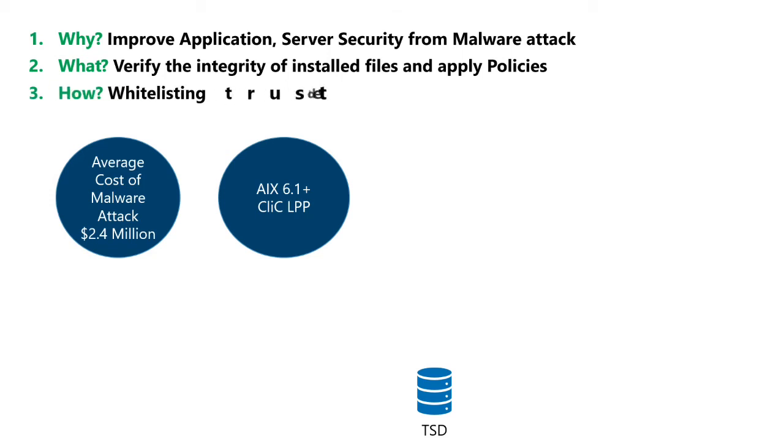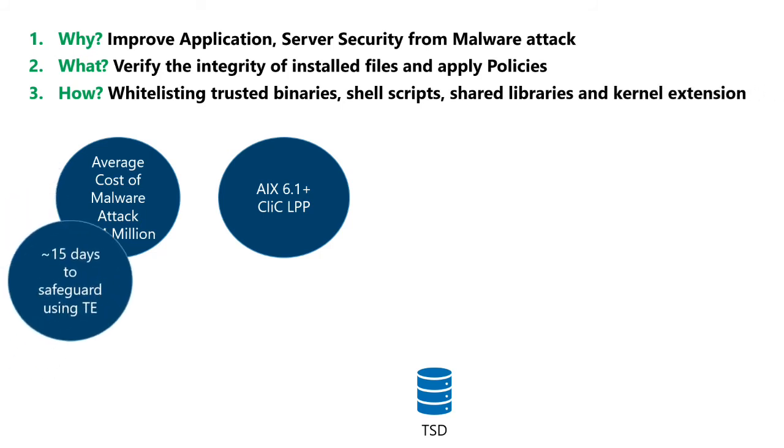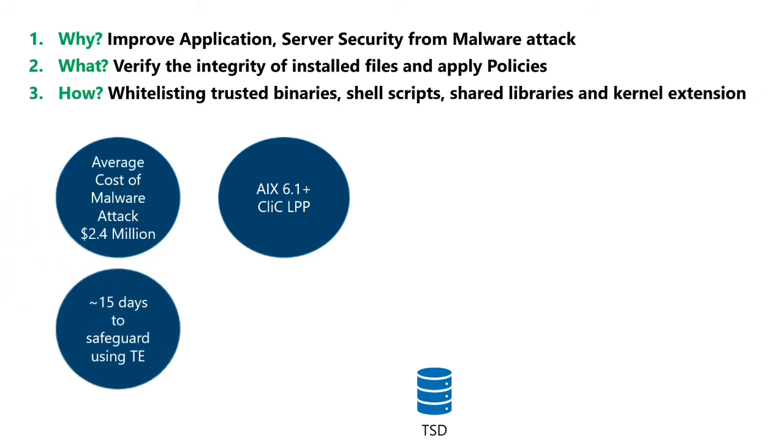Now, how does trusted execution enablement work? It takes only 15 days to safeguard your environment using trusted execution. Once all the policies have been set, trusted execution paths will be defined. It's a list of directories which contain trusted executables. Once DEP verification is enabled, the system loader will allow only binaries in a specific path to execute.